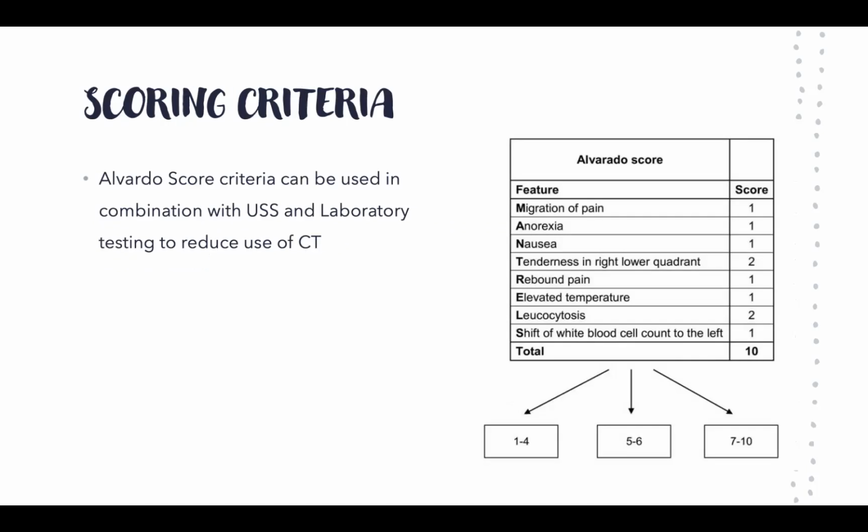So, scoring criteria. You might have heard about the Alvarado score. This is usually used in combination with ultrasound and laboratory findings and can be used to reduce the use of CT scans. So here are some features. A score of 1 to 4 is unlikely. 5 to 6 requires more observation. And 7 to 10 is likely needing surgical intervention.